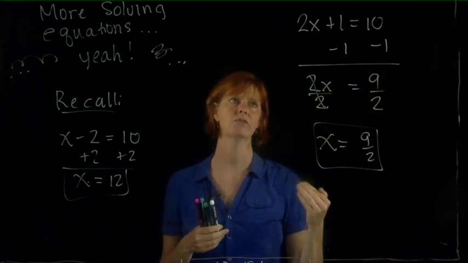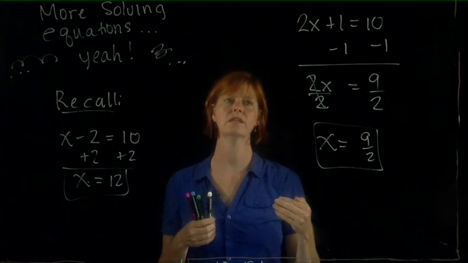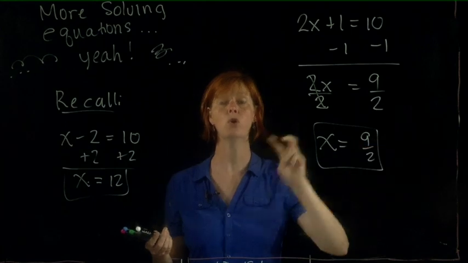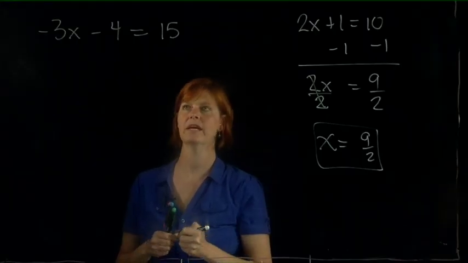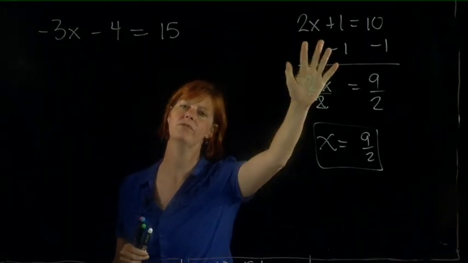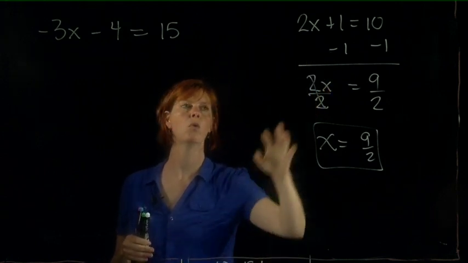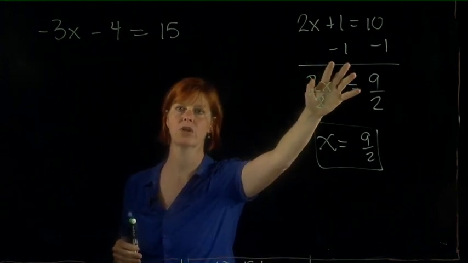Okay, 9 over 2. So this is harder than what we did in the previous lecture because we have 2 operations. This problem, negative 3x minus 4 equals 15, is very similar to this one. But I want to talk a little bit about why you do the addition subtraction first.